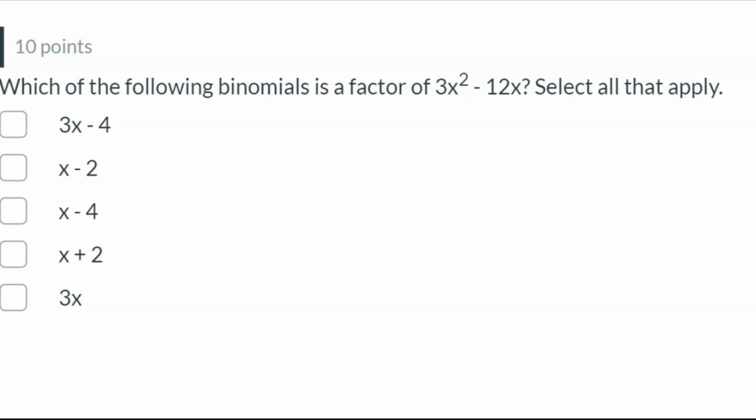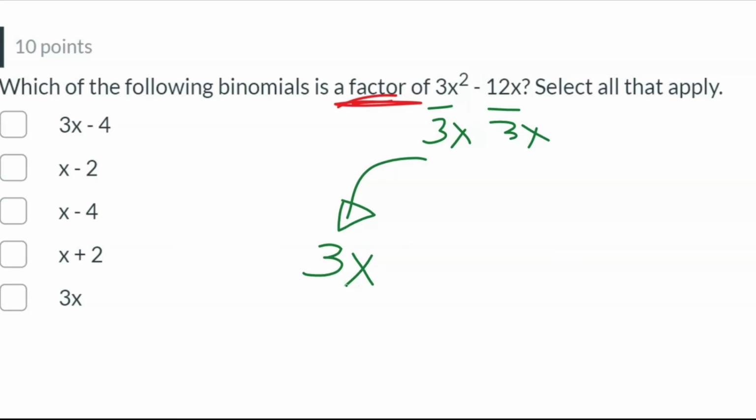Now on the homework, you'll be asked which of the following is a factor of, and they'll give you a binomial or a trinomial or something like that. And in this case, they give you 3x squared minus 12x. To figure out what a factor of these two terms is, just factor out the GCF. 3 and 12, they have a 3 in common. I can divide a 3 out of both of those terms. And they both at least have one x in common. So I'm factoring out a 3 and an x. Whatever I have left over, that's going to be the other factor.